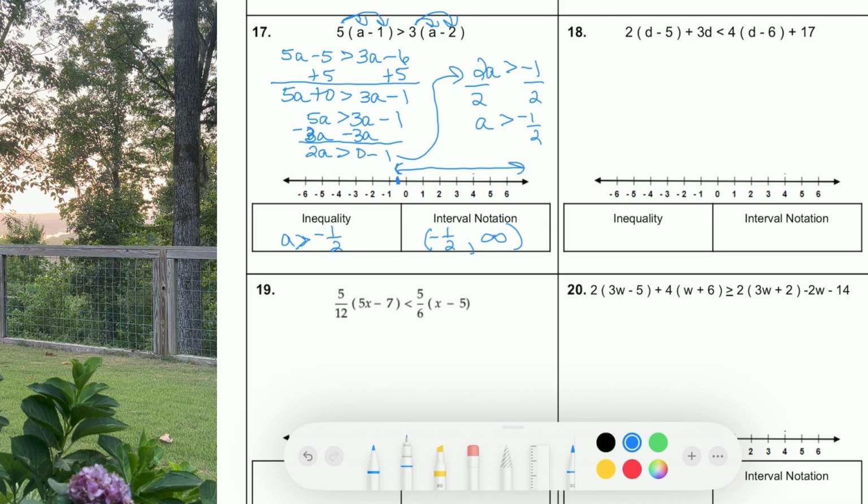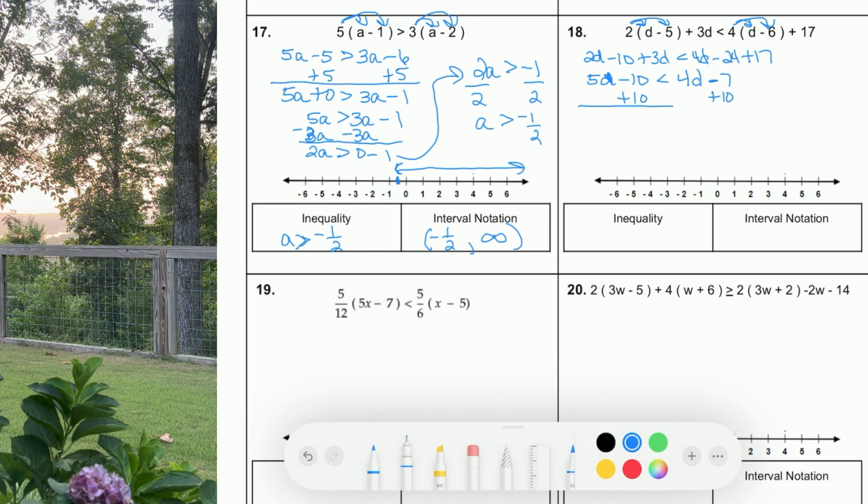Number 18. 2 times d minus 5 plus 3d is less than 4 times d minus 6 plus 17. So I need to distribute before I start combining anything. I end up with 2d minus 10 plus 3d is less than 4d minus 24 plus 17. Combine like terms. 2d plus 3d is 5d. And then I still have the minus 10. Less than 4d can't be combined with anything. But the negative 24 plus 17 is going to be a -7.